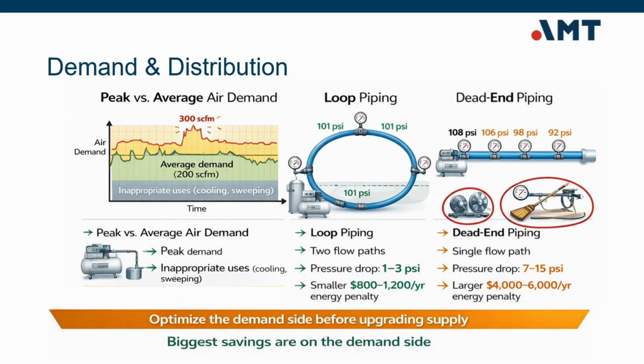That's why the message at the bottom of the slide is so important. Optimize the demand side before upgrading the supply. The biggest savings are often found by reducing inappropriate uses, repairing leaks, improving piping layout, and minimizing pressure drop. Compressed air efficiency is not just about buying a better compressor. It's about managing demand and designing distribution properly, because that's where many of the largest savings opportunities exist.